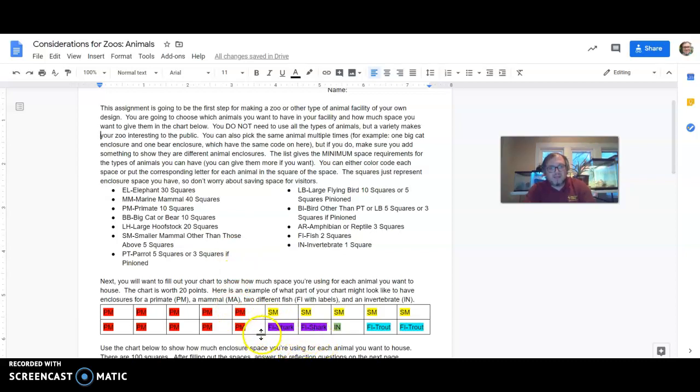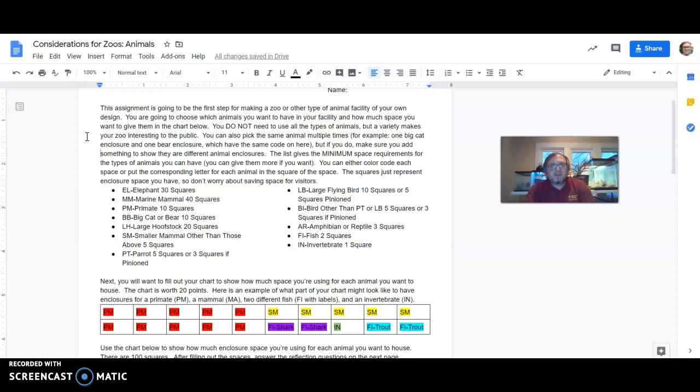So I did that here in my example. I have two FIs here, which are fish. I made one a shark tank and one a trout tank. So again, they're a little different from each other. This list gives the minimum space requirements for the types of animals you can have, but you can give them more if you want. It's up to you.